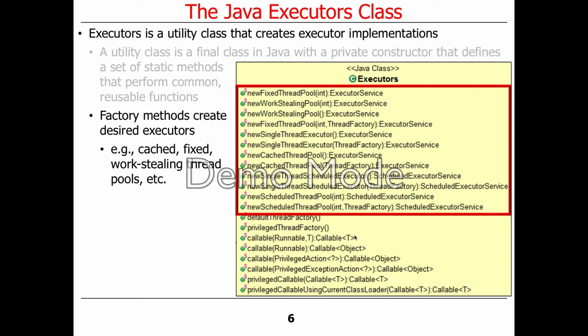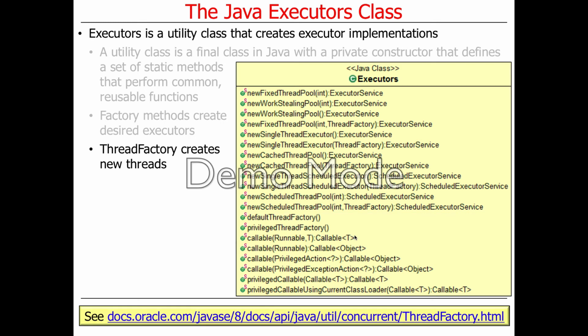So we have a way to make a cached thread pool. We'll talk more about cached thread pools. We have a way to make a fixed size thread pool. We'll talk more about fixed size thread pools. You get to do that in the next assignment. There's work stealing thread pools and so on and so forth. So there's a whole bunch of these different things.